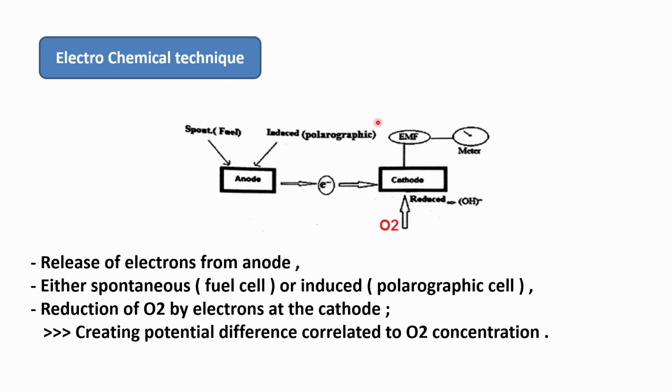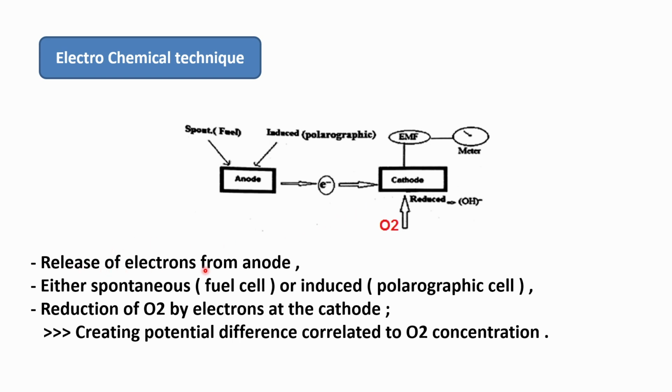The electrochemical technique consists of an anode, which is a compound giving an electron, and the oxygen passes through the cathode, where it will be reduced with the electron. Here there is an electromagnetic field connected to a meter, which is directly proportional to the concentration passing through this cathode. The meter reading becomes higher if the concentration of oxygen is higher.